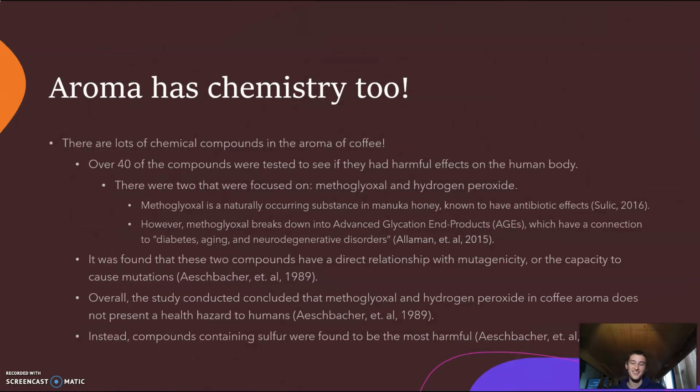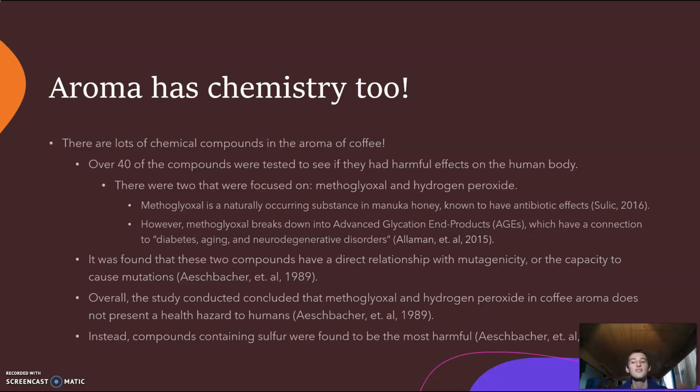So the last thing we're going to discuss is aroma chemistry. There was a study done by Aschbacher. I'm not good with names, so excuse me for that. There was a test done by Aschbacher to test methylglyoxal and hydrogen peroxide toxicity in the human body. Methylglyoxal is an antibiotic just like hydrogen peroxide, but methylglyoxal breaks down into advanced glycation end products, which are connected to things like diabetes, neurodegenerative disorders, and aging, according to Alleman.